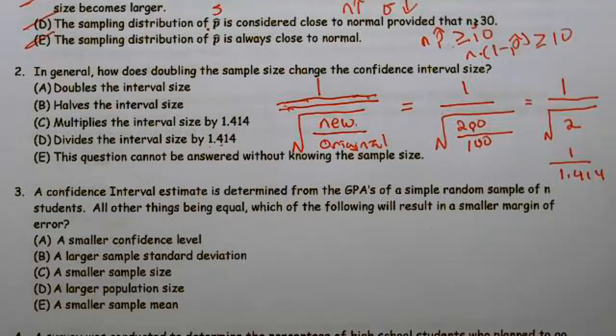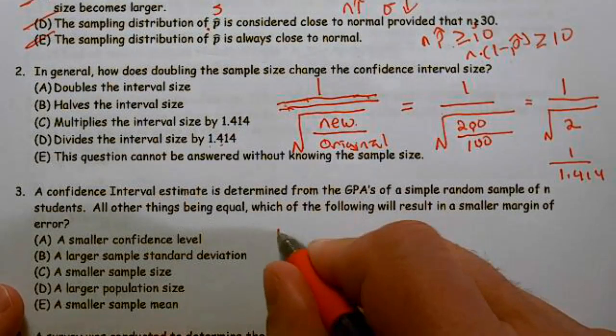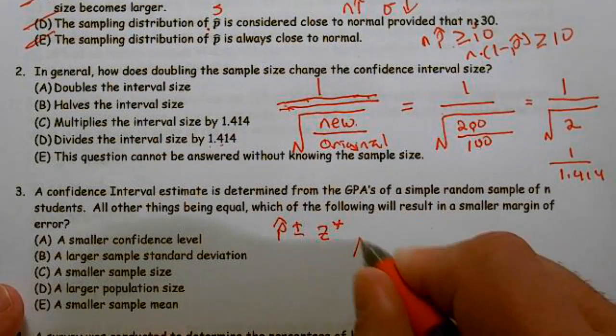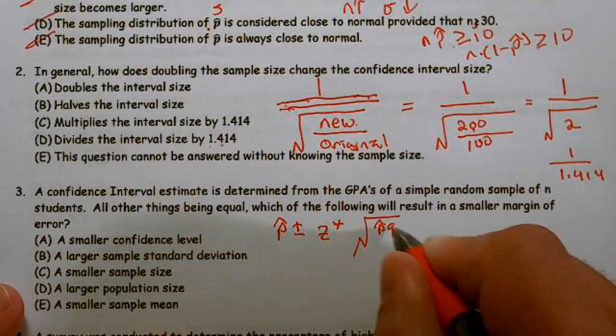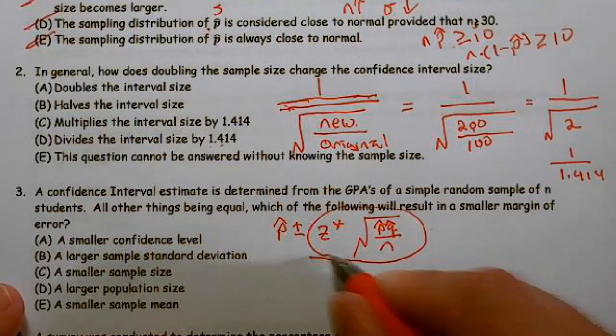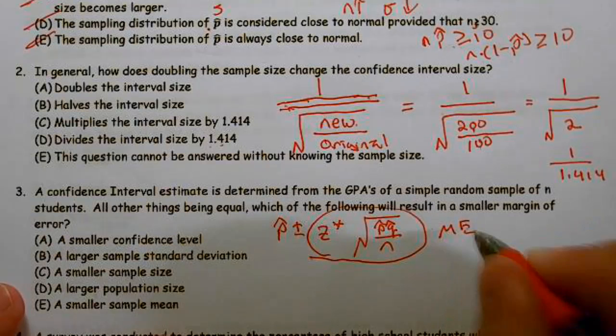All right. Problem number 3, a confidence interval estimate is determined from the GPAs of a simple random sample of n students. All other things being equal, which of the following will result in a smaller margin of error? All right, so let's look at margin of error. We have a couple ways of looking at it: p hat plus or minus z star times the square root of p hat q hat over n. This is my margin of error.